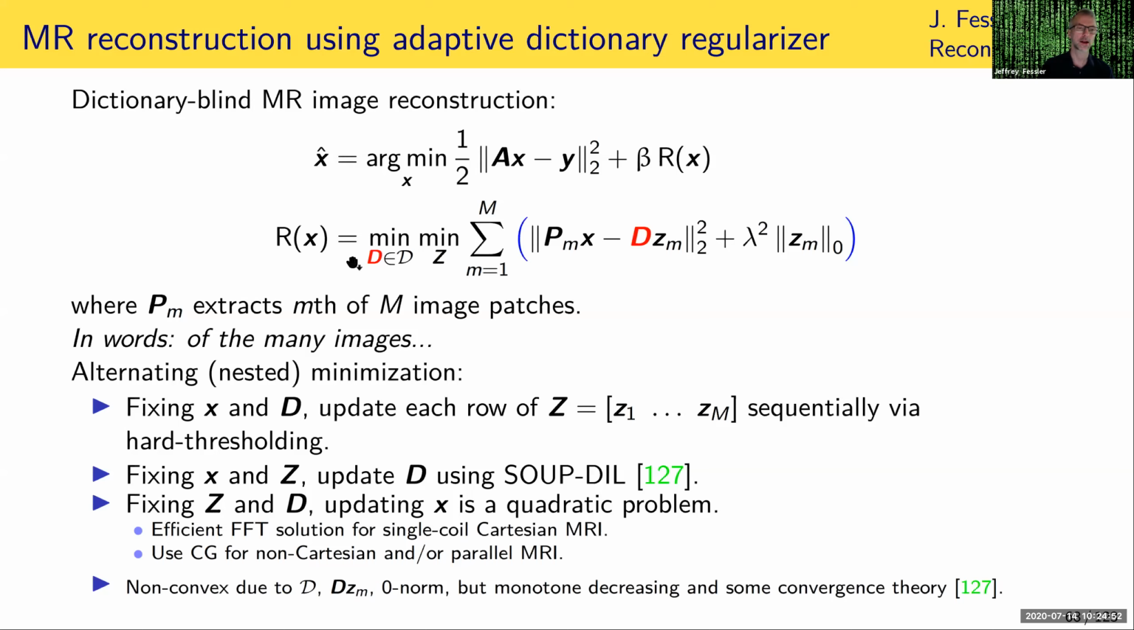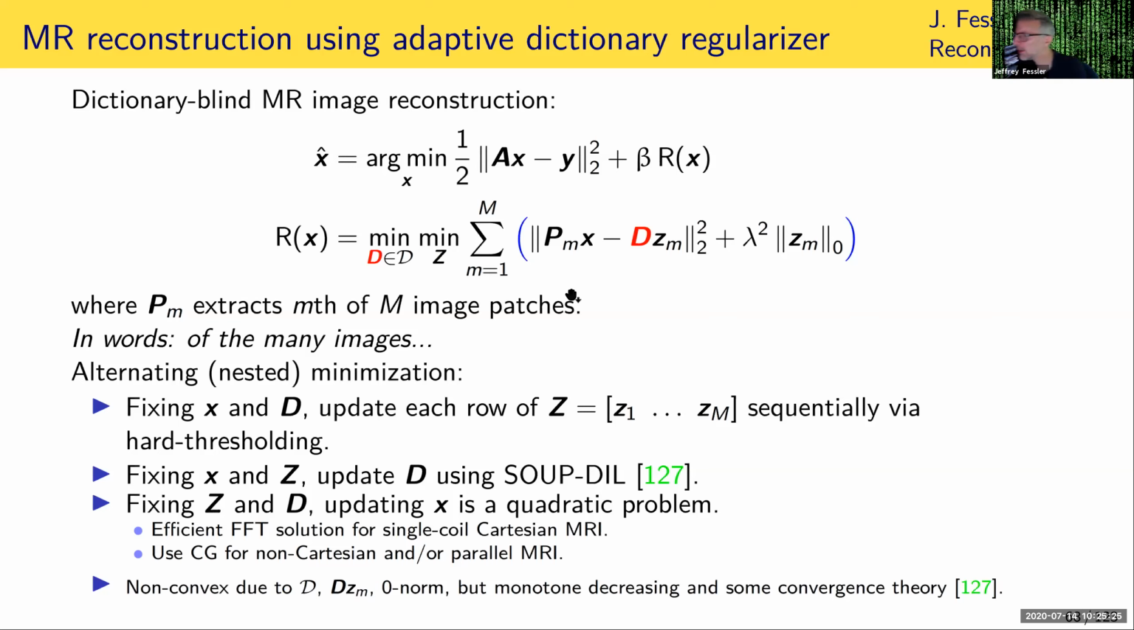But again, we tackle it with alternating minimization, updating the image, the dictionary, and the sparse coefficients. The sparse coefficients are just hard thresholding. The dictionary update takes a little bit of work, and we use something called sum of outer products dictionary learning that Sai Ravi Shankar developed for that. It basically updates one atom of the dictionary at a time, and then the corresponding coefficients of that atom, and it alternates through all the atoms and coefficients. And then again, we have a quadratic update for X.